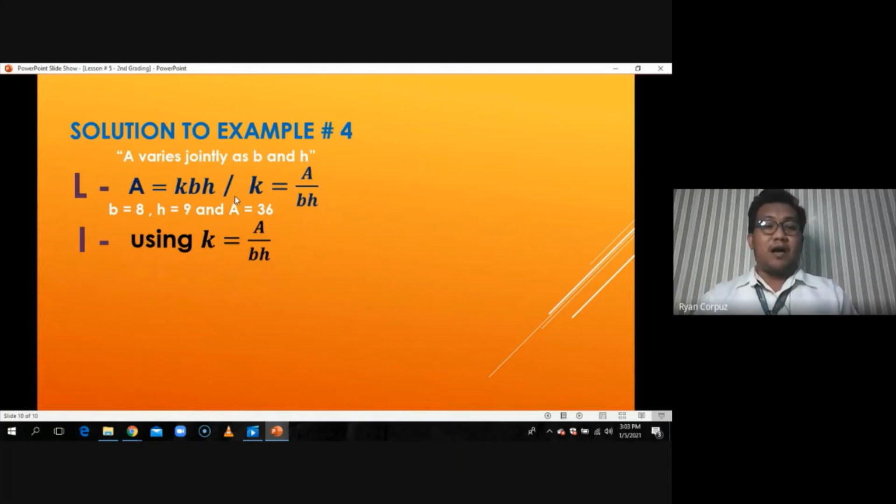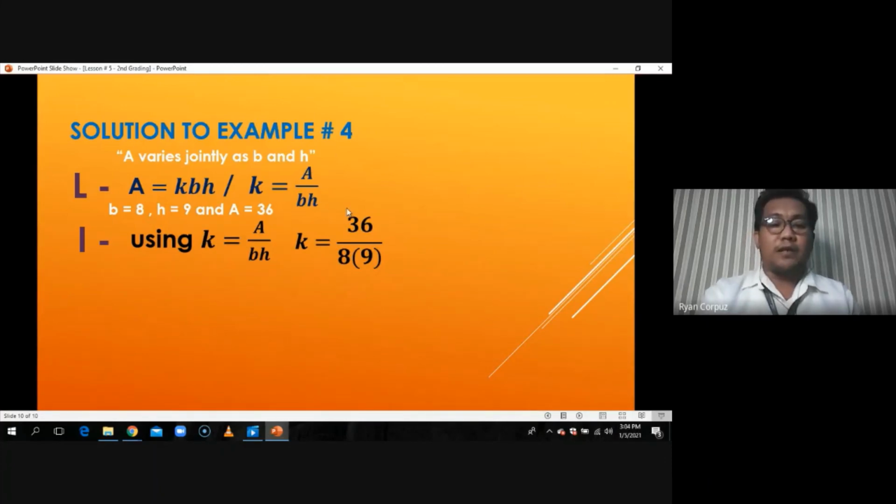So, may given tayong isang triangle doon sa madaling salita na ang base ay 8, ang height ay 9, and ang area ay 36 square centimeters. So, that is to be used for us to find out for the value of K. So, substitute lang natin mga given na yan. A is 36 over B is 8 while H is 9. And again, we can make use of cancellation there. Or we can also make use of direct multiplication. So, pwedeng 36 over 8 times 9 is 72. 36 over 72, na pwede pa rin natin ma-reduce into lowest term.